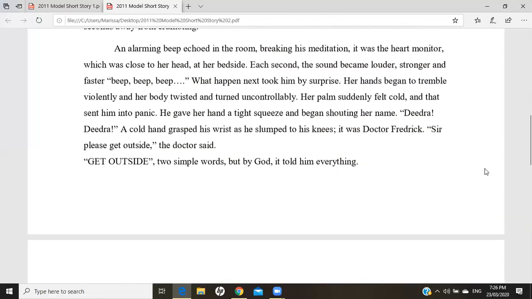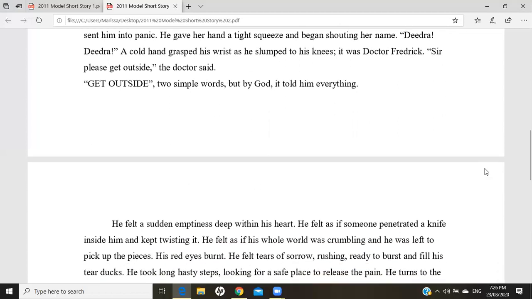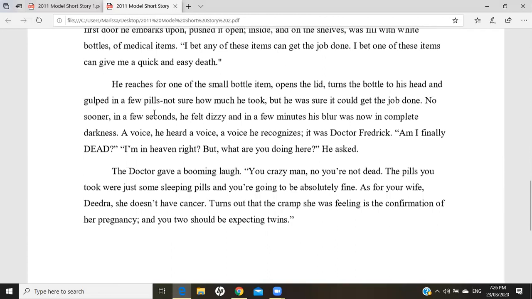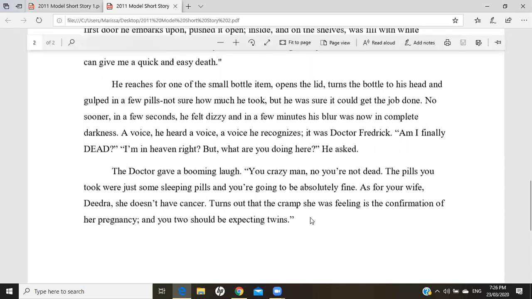And then when the panic happened in the room, he got put outside with the heart monitor going off, and then he tried to kill himself. And it turns out that, you know what, he just took some sleeping pills. And after the sleeping pills, when he woke up, when he thought he was dead, it was really Dr. Frederick he was talking to and not God. And then it turns out that his wife is fine and she's pregnant, not just with one child, but she's having twins. So what do you think about that story? What if he, crazy, took pills and he died and she was alive? Well, Denzel, that could be your story.